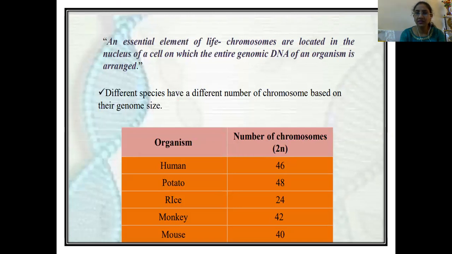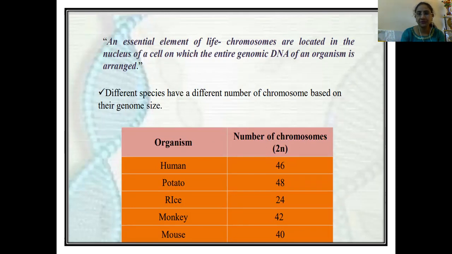So they are located inside the nucleus. The chromosomes are located inside the nucleus of a particular cell, and they carry the entire genomic DNA of an organism, arranged in a specific order. Different species have different chromosome numbers.